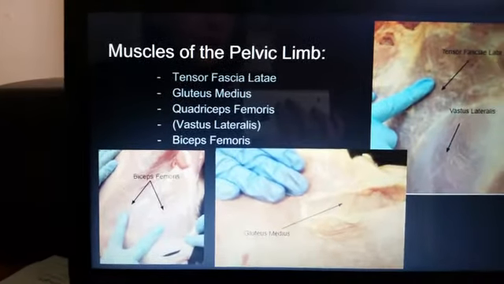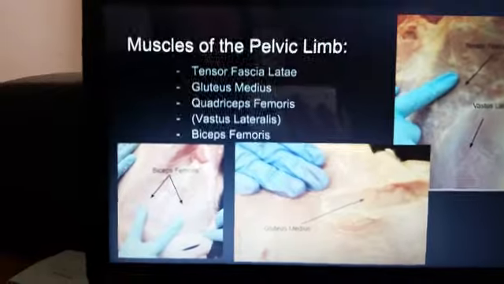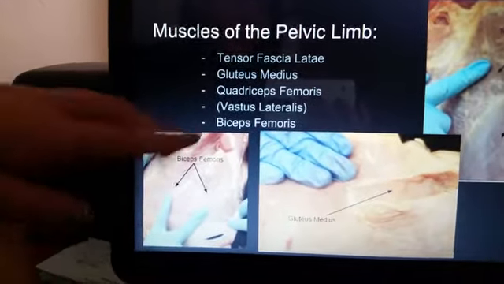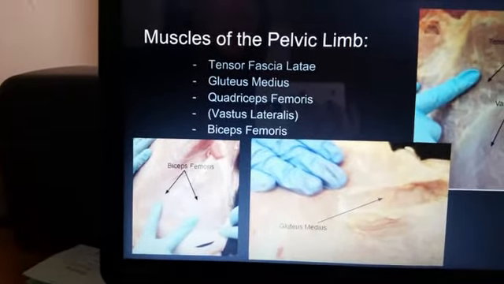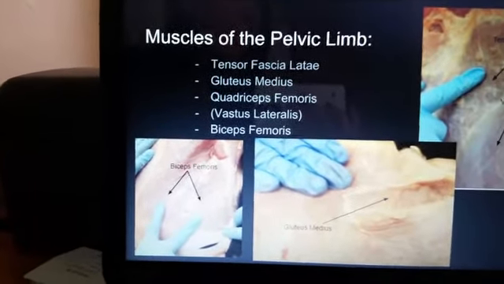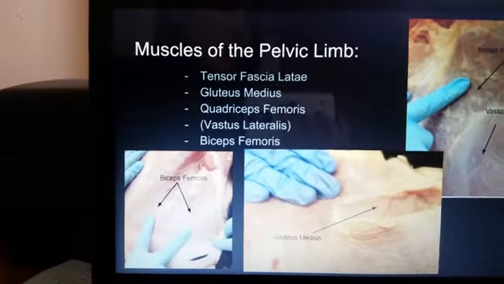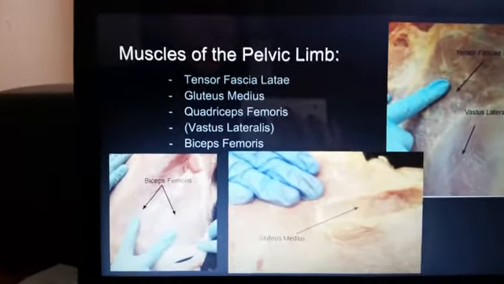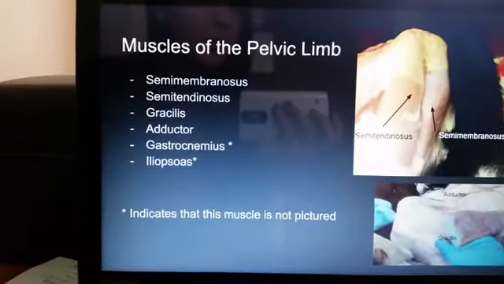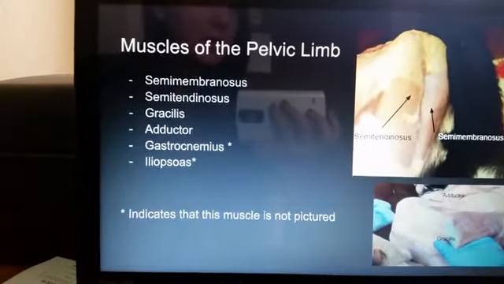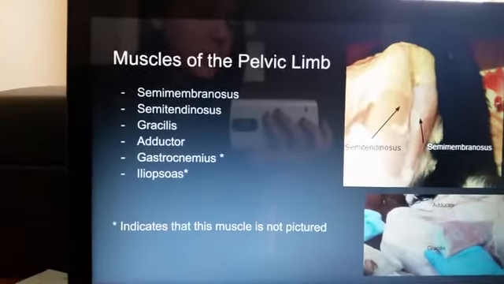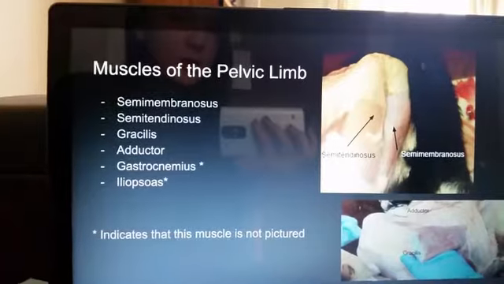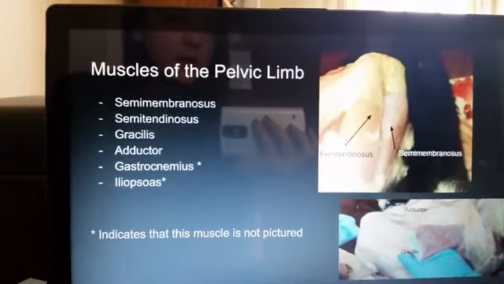The first ones you'll see on the rear portion of the leg are both heads of the biceps femoris, as seen here, the gluteus medius, the tensor fasciae latae, and the vastus lateralis, which is one of the 4 heads of the quadriceps femoris. As you move further back, you'll be able to see the semitendinosus, and medial to that the semimembranosus. You will also be able to find the gastrocnemius and the iliopsoas, the adductor, and the gracilis.